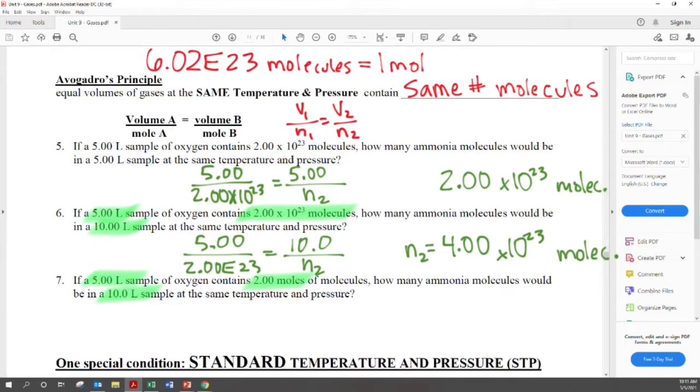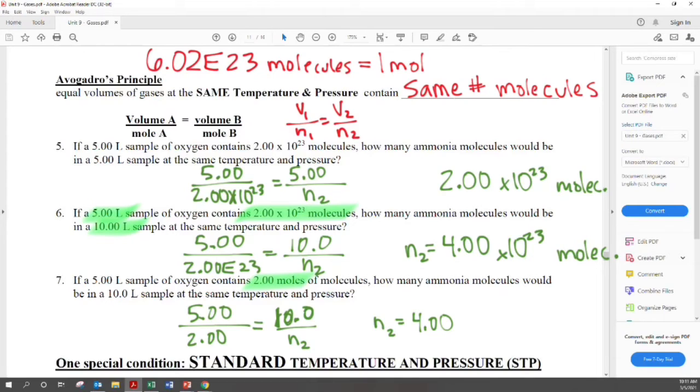And still here we have doubled our ammonia volume, so that means we're going to be doubling our number of molecules here. And I could even do this math pretty easily. If I was cross multiplying, I'd be doing 5 times n is equal to 20, and then dividing by 5 to get n by itself, and 20 divided by 5 is 4. But I knew that already. Once I knew that 5 liters held 2 moles of oxygen, 10 liters is going to hold 4 moles of whatever substance we're working with.